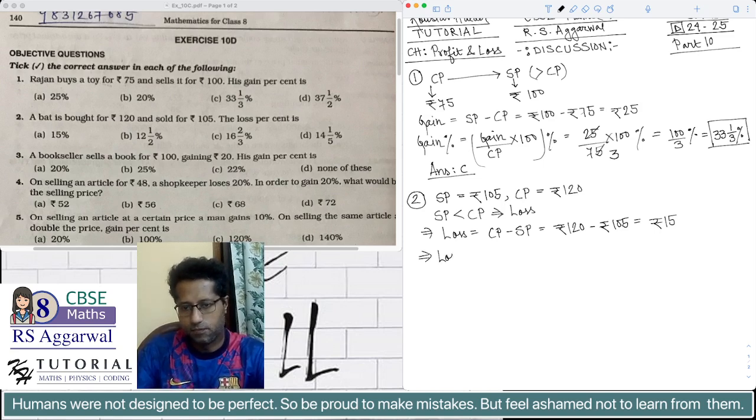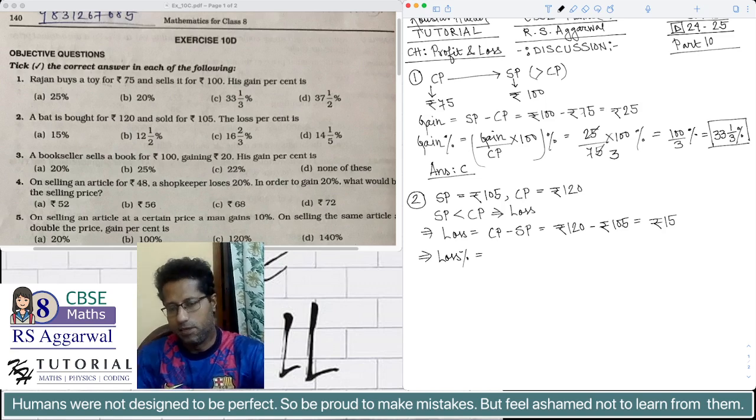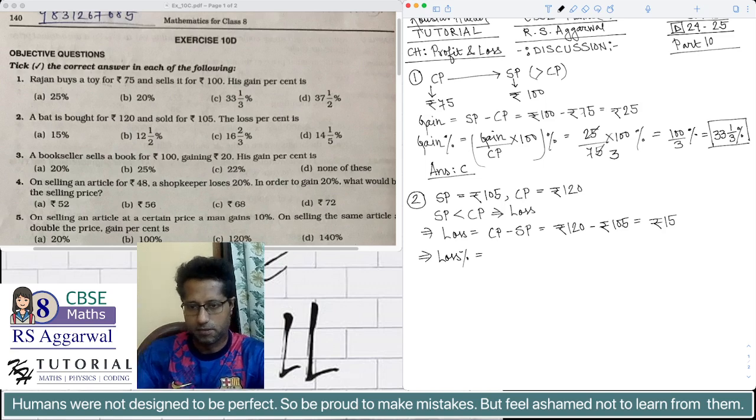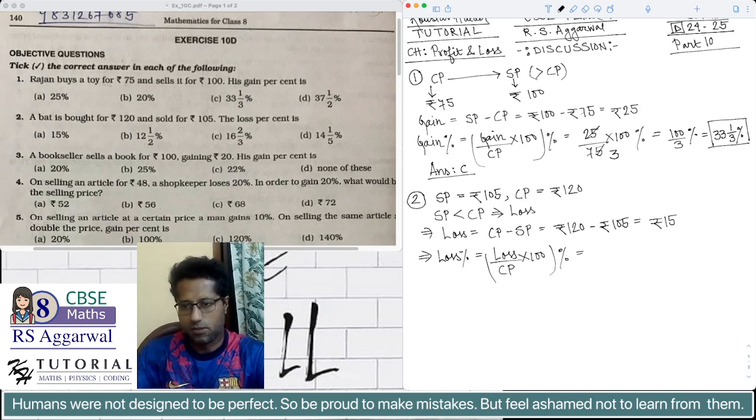Again, as we know, loss percent is based on cost price. So basically, loss percent is what percentage the loss is of the cost price, and we know it is loss by cost price multiplied by 100, this much percentage. Now loss is 15 and cost price is 120, and we multiply by 100.